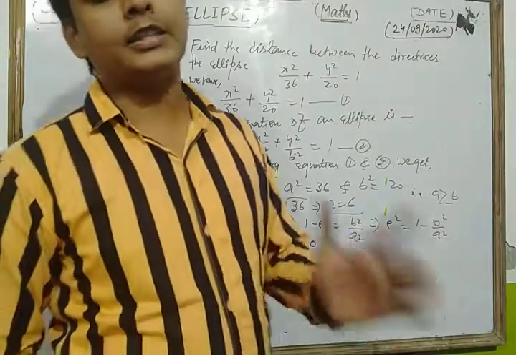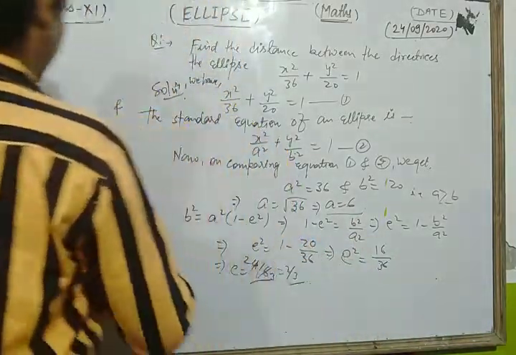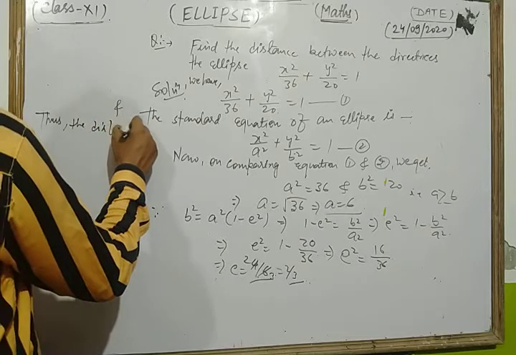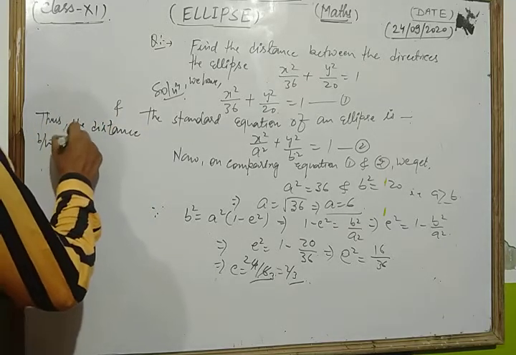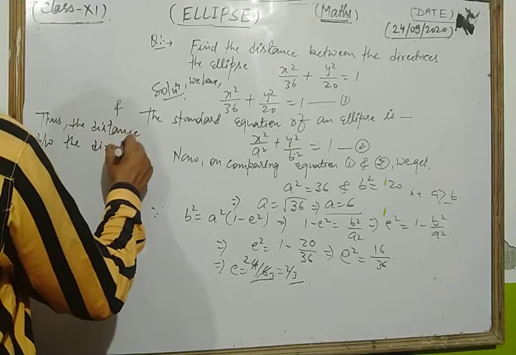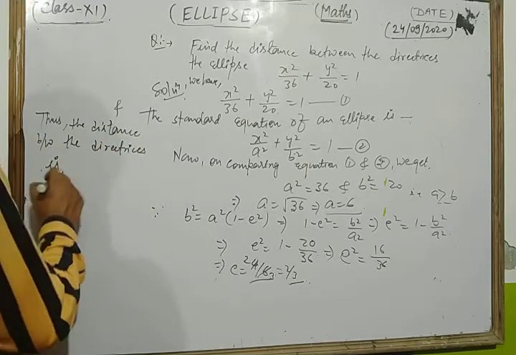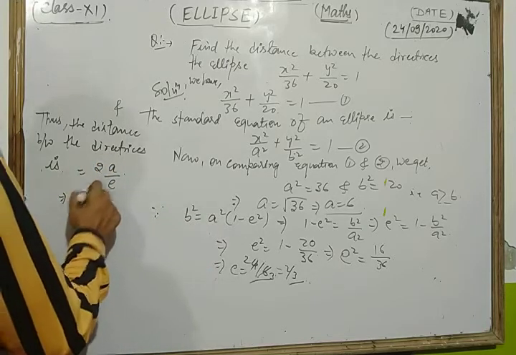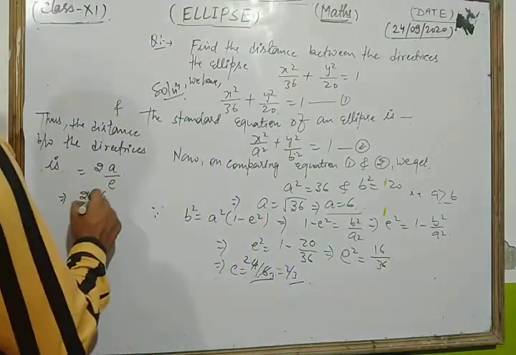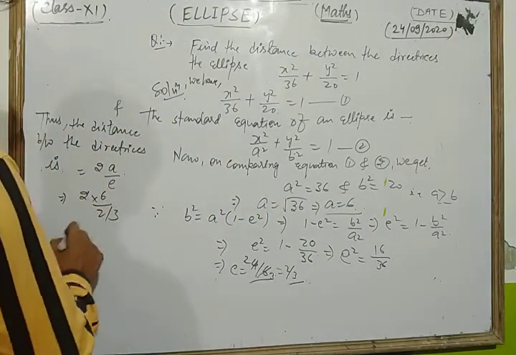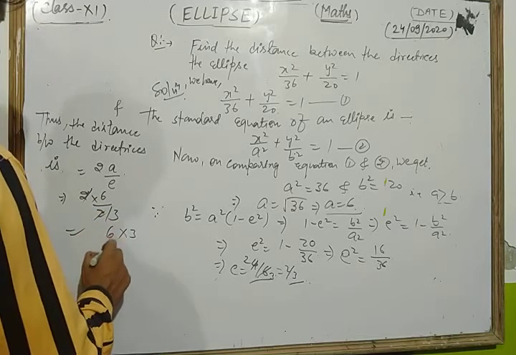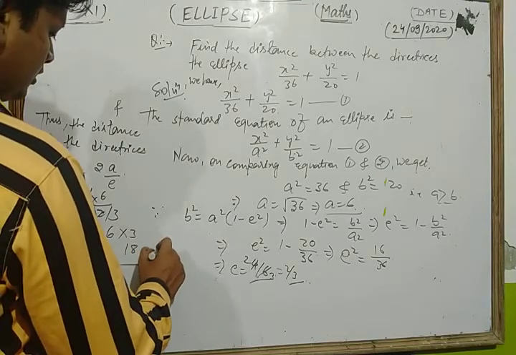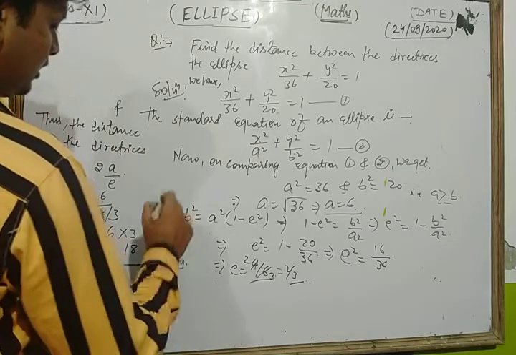Now we find the distance between the directrices. Thus, the distance between the directrices is 2A upon E. So we put the value 2 into the value of A, which is 6, and the value of E is 2 by 3. Now 2 cancel to each other, so 6 into 3, that is 18 unit. This is our final answer.